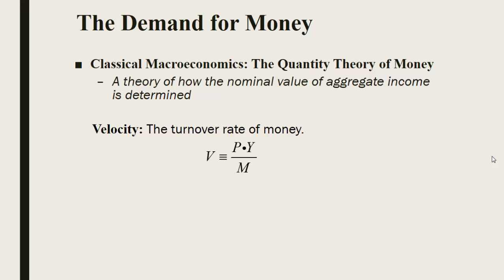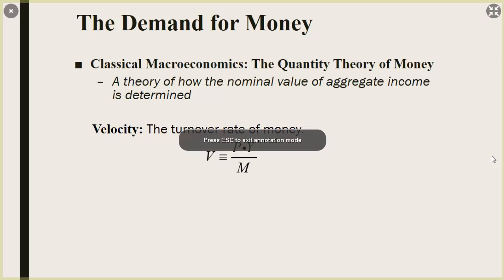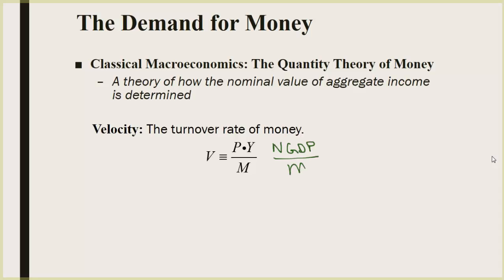And so by definition, the velocity is equal to nominal income. Now notice on top here, what do we have? We have this nominal income, or P times Y, where Y is our real output, or real GDP, and P is price level. So it's basically price times quantity gives us nominal GDP, over the money stock.